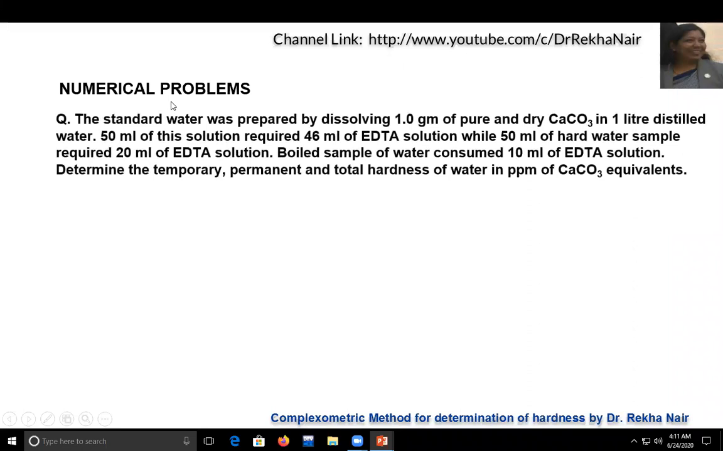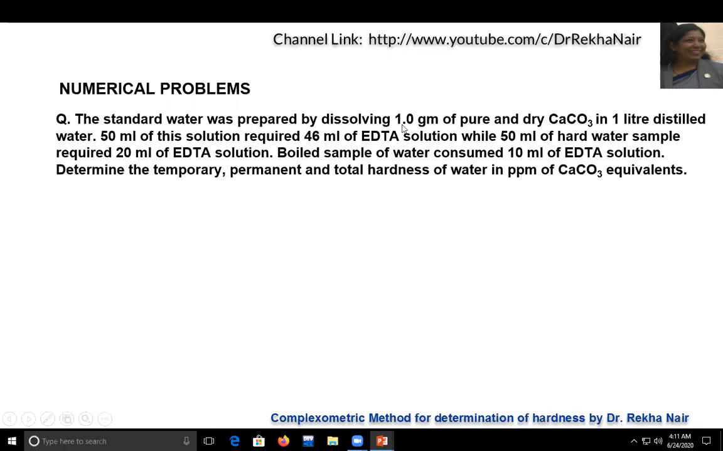We have a standard hard water which is prepared by dissolving 1 gram of pure and dry calcium carbonate in 1 liter distilled water. So the first step is preparing standard hard water by dissolving 1 gram dry calcium carbonate in 1 liter. That is 1 gram per liter, or we can say 1 milligram per ml. The second step is that 50 ml of the solution required 46 ml of EDTA solution.